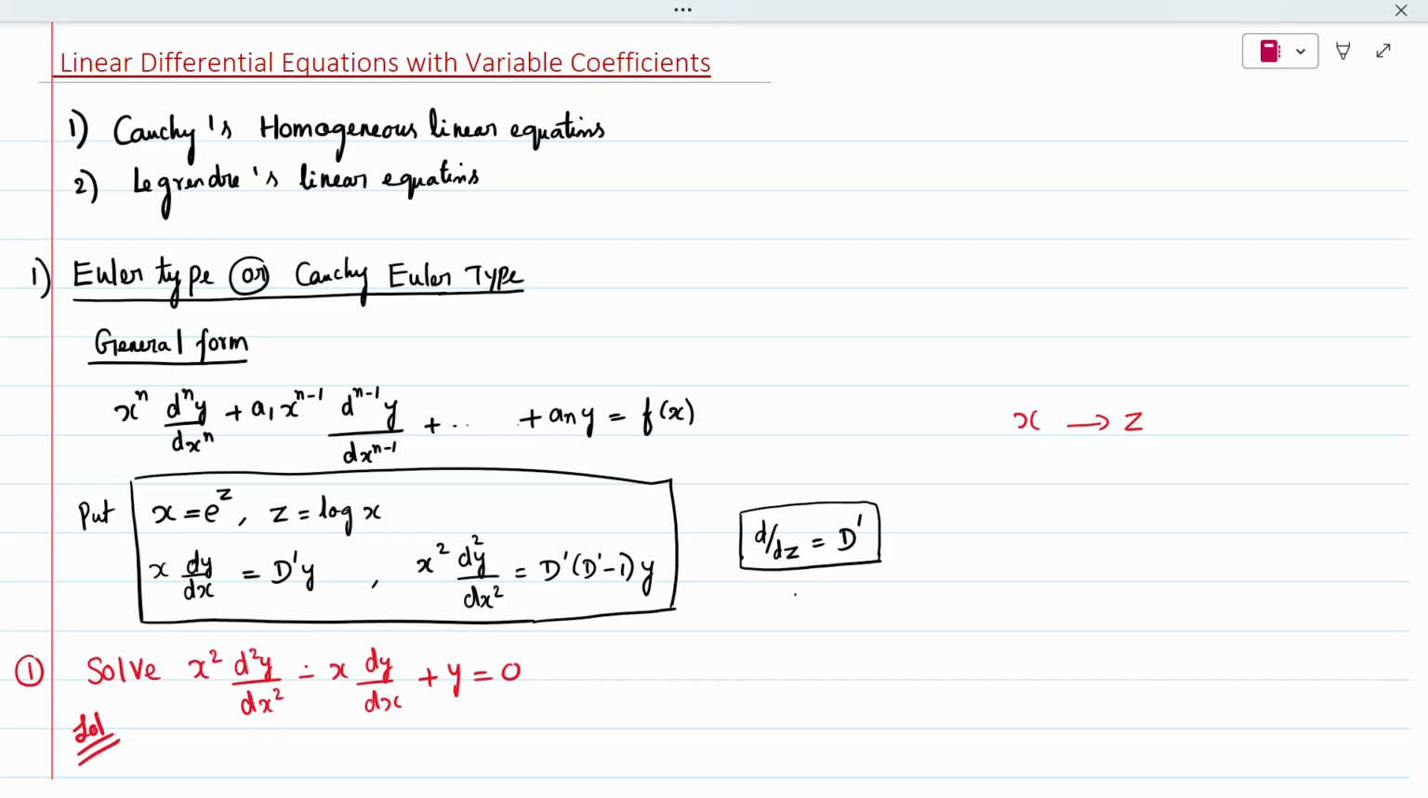Find the solution: I find the complementary function and the particular integral, and add both and write. So y, the solution, is the complementary function plus the particular integral. Then I have converted to z only, so now z will be converted back and written in terms of x itself. So I will get the solution for the variable coefficient. That is what we are going to do in this.